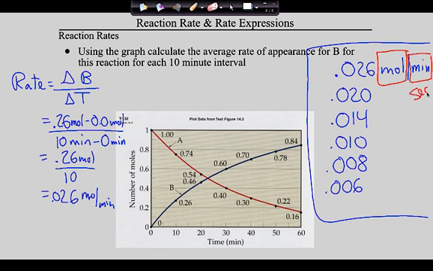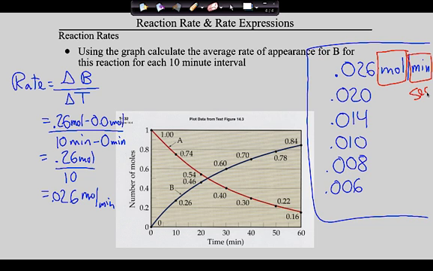Say it again. We can't measure moles. Guys, we do not have a molometer. We have no way to measure moles. So what do we do in lab in order to measure moles? We measure mass and then we convert.